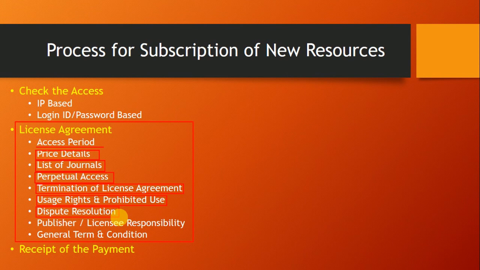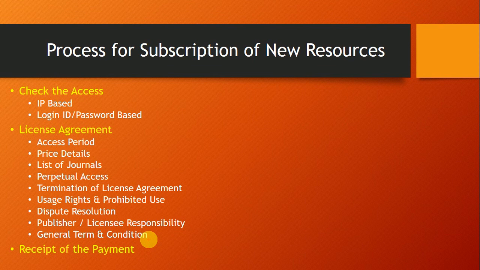The next point is the publisher and licensee responsibility. What will be the responsibility of both publisher and licensee separately? It should be mentioned clearly, along with general terms and conditions about the authorized users. Then the price and all the details should be clearly mentioned in the license agreement. Once all these are over, the license should be signed and sent to the publisher.